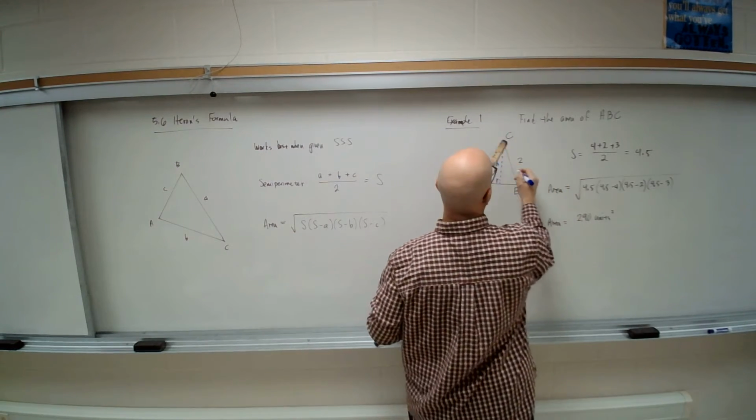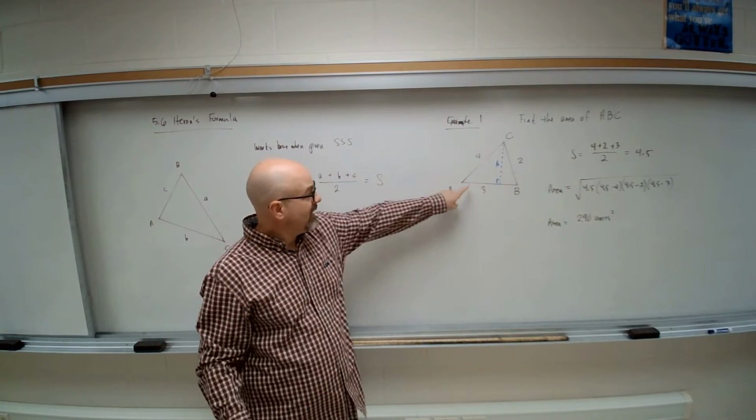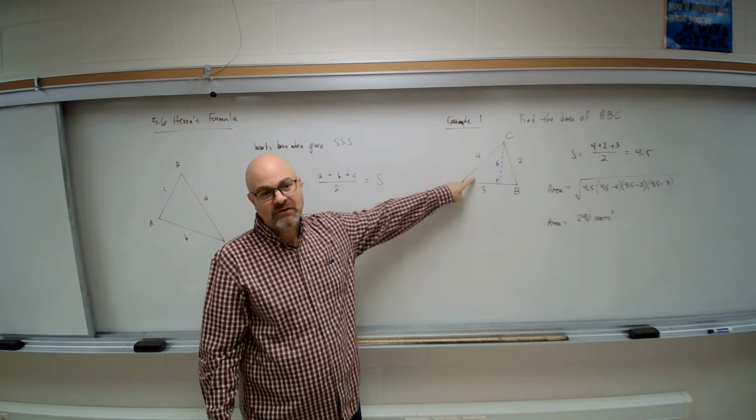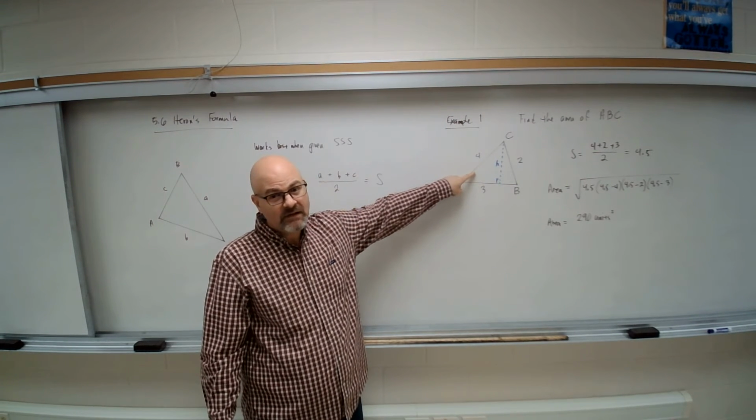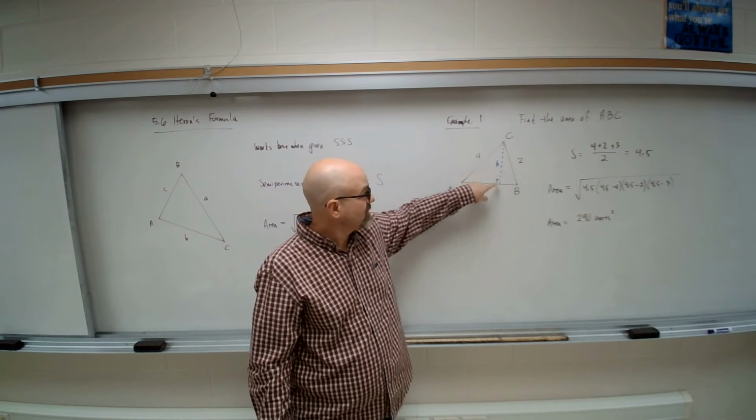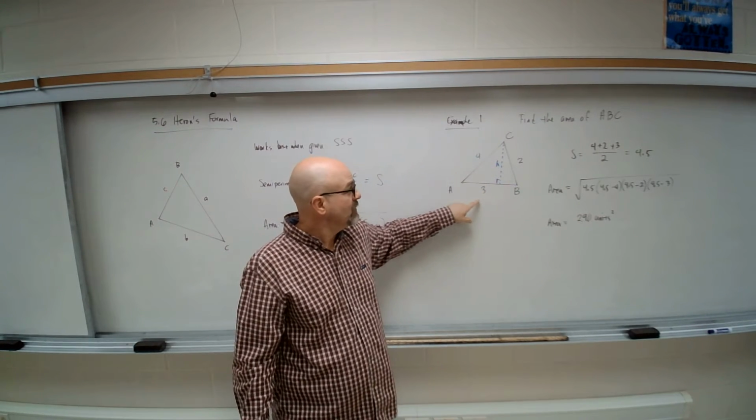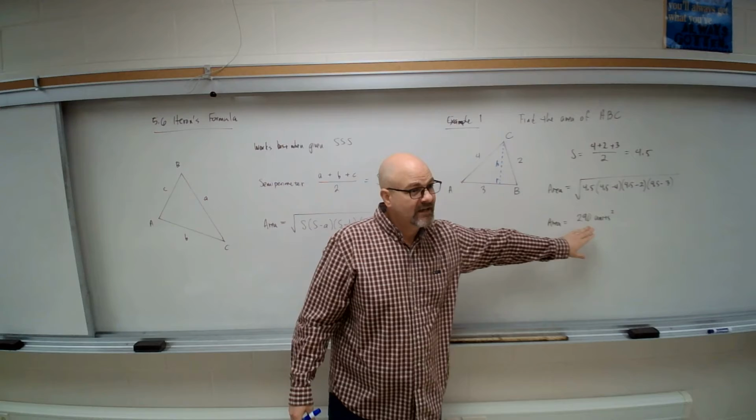Maybe you'd call that the height. And then we'd have to find this angle over here, right? We'd have to use the law of cosines to find this angle. Once you do that, you could use a sine function to find this height. Then you could do 1/2 times 3 times the height, and it would also give you this.